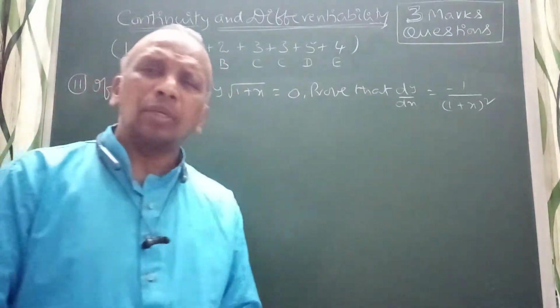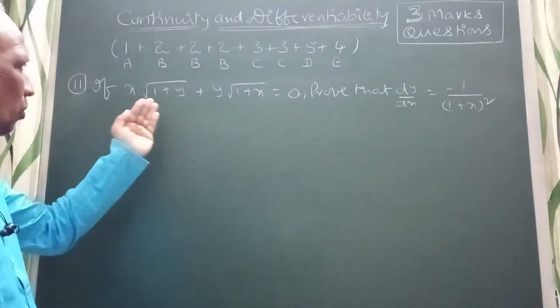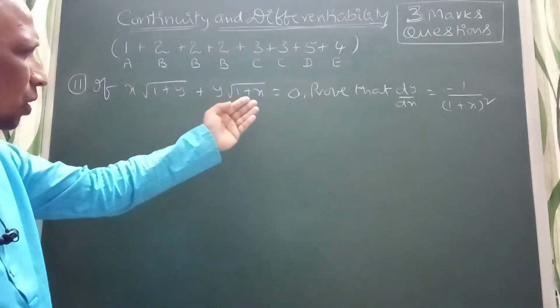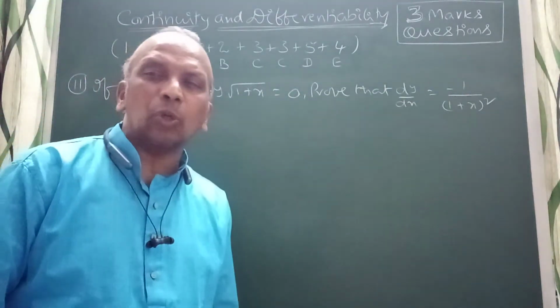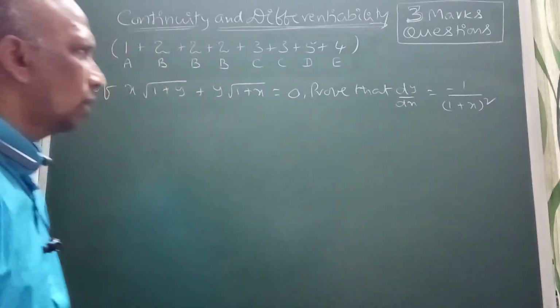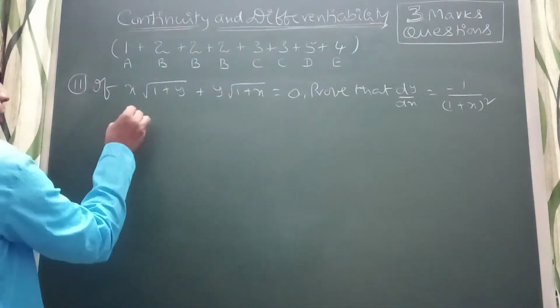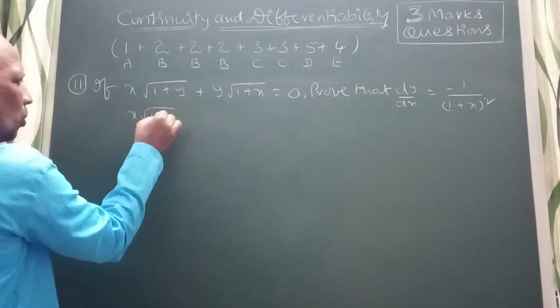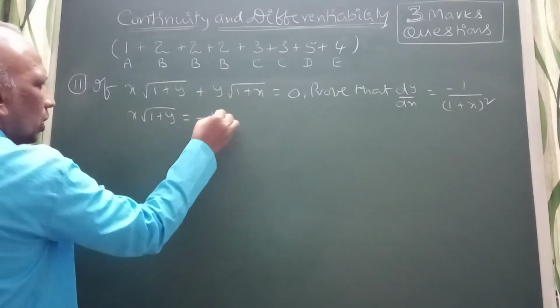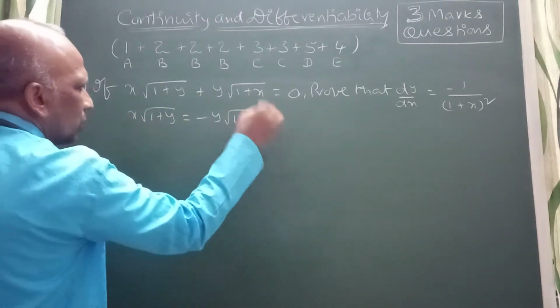This is another chapter. You can see here x into root of 1 plus y plus y into root of 1 plus x equal to 0. Prove that dy by dx equal to minus 1 by (1 plus x) whole square. This is a very simple problem. You take x into root of 1 plus y, which is equal to, transferring that side, minus y into root of 1 plus x.